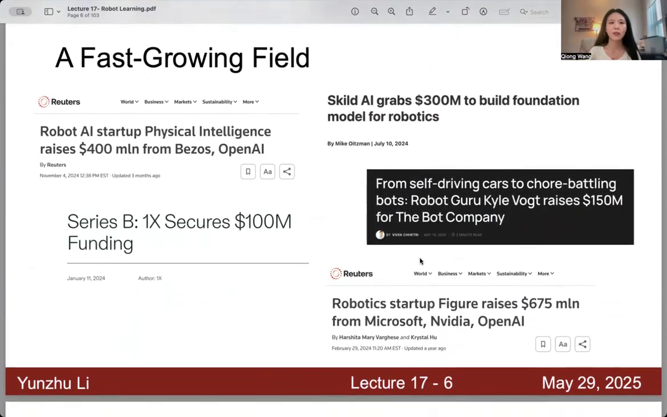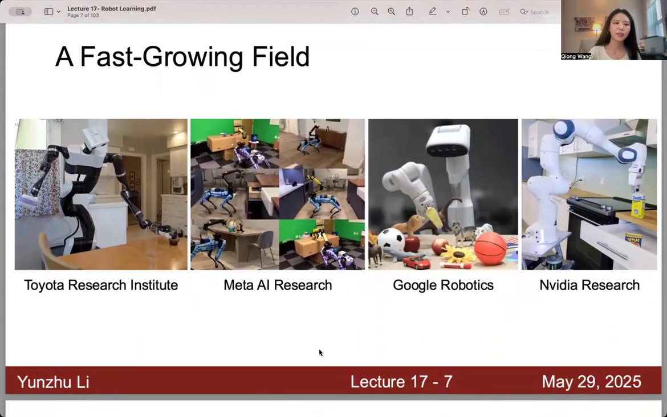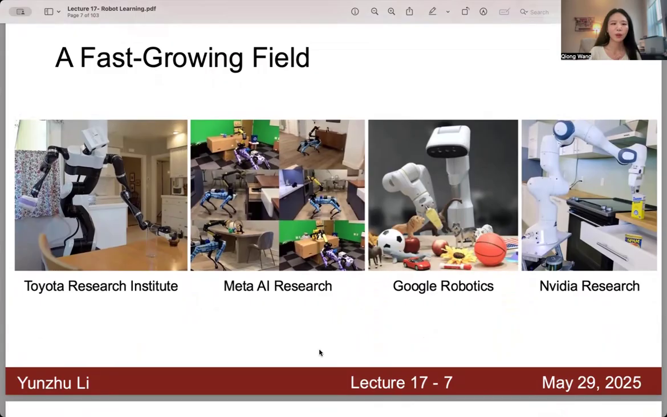This is a very fast growing field. From 2024, many startups and many companies got very large funding, and many people have put dollar signs in their eyes on this area. For example, the Toyota Research Institute, Meta AI Research, Google Robotics, and Imitation Research.